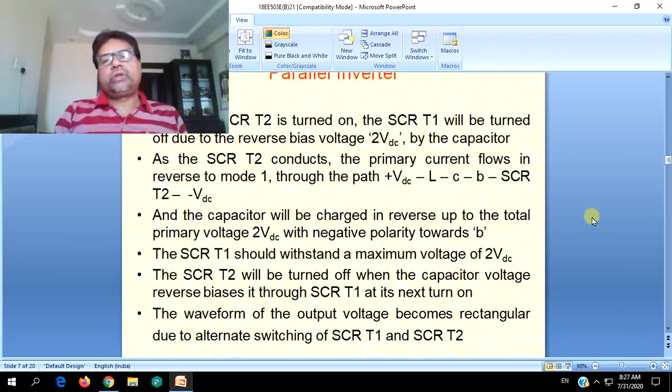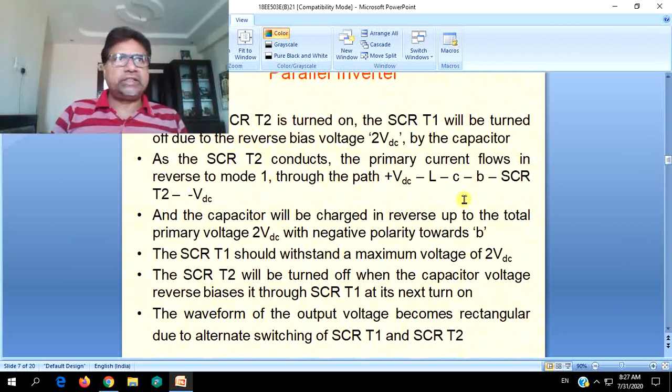When you use feedback diodes for inductive loads, the capacitor discharge comes into the picture. In the simple case, the capacitor is discharging and is utilized only to reverse bias the outgoing SCR and turn it off, and the total energy is not utilized. Total stored energy will not be utilized. But in the feedback diode case, the capacitor will be discharging to supply the load also. That will be an added advantage.